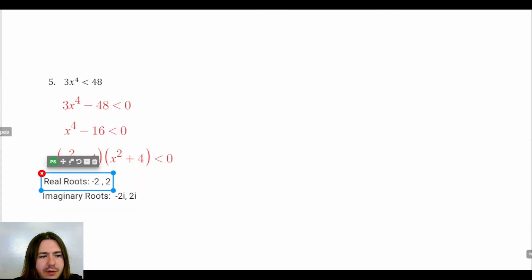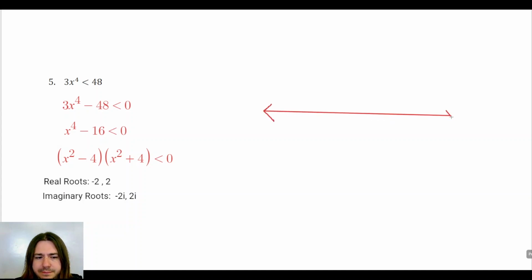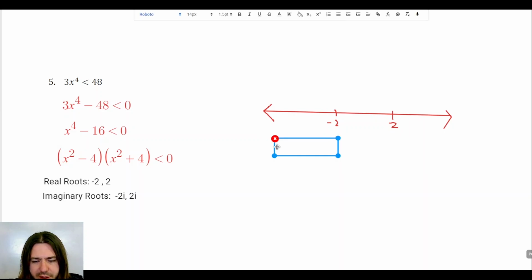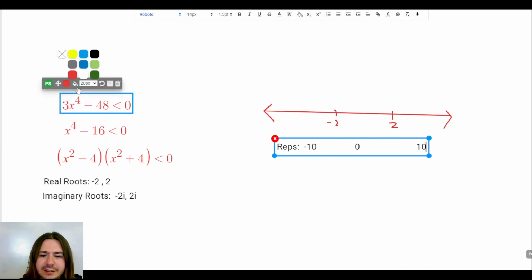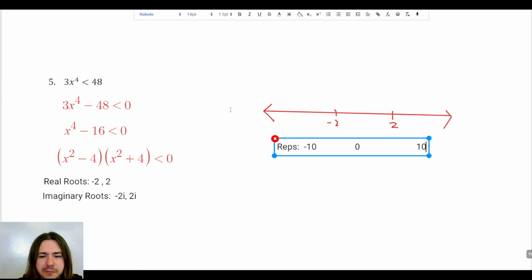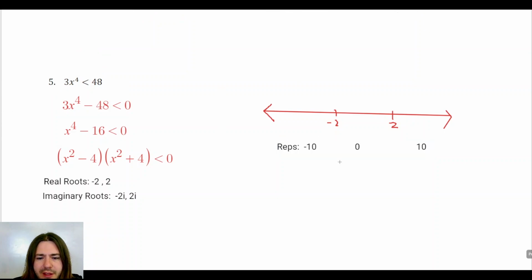When we draw our number line, trying to stay consistent with the colors here, the two real roots that we have are negative 2 and 2. You can just ignore the imaginary ones. So the representatives that I'm going to pick, I'm just going to stay consistent. I'm going to go with negative 10, 0, and 10. You guys know those are kind of my favorites. If I can pick any of those, I'm going to. So let's plug these in. If I plug in a negative 10, this is going to be a positive number times a positive number, so we get positive here.